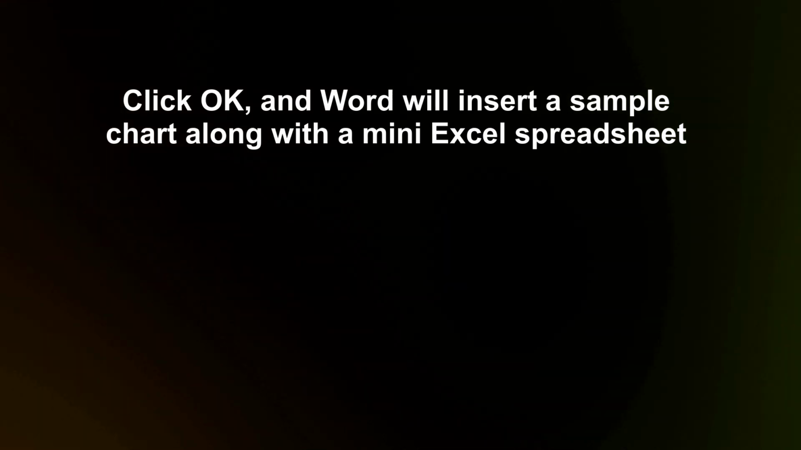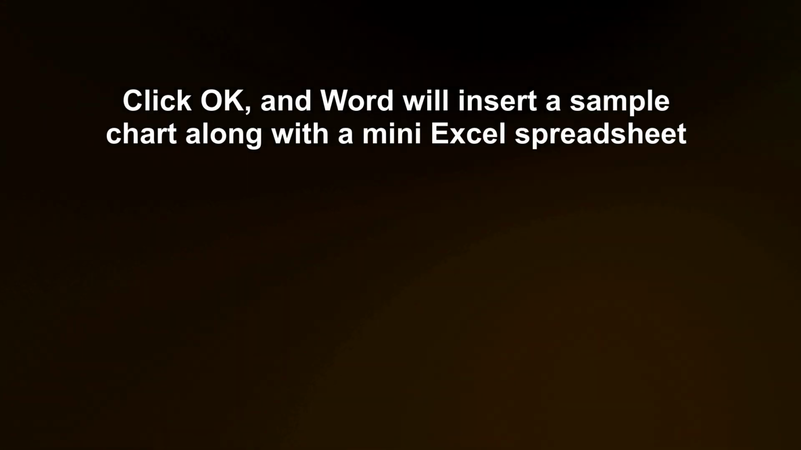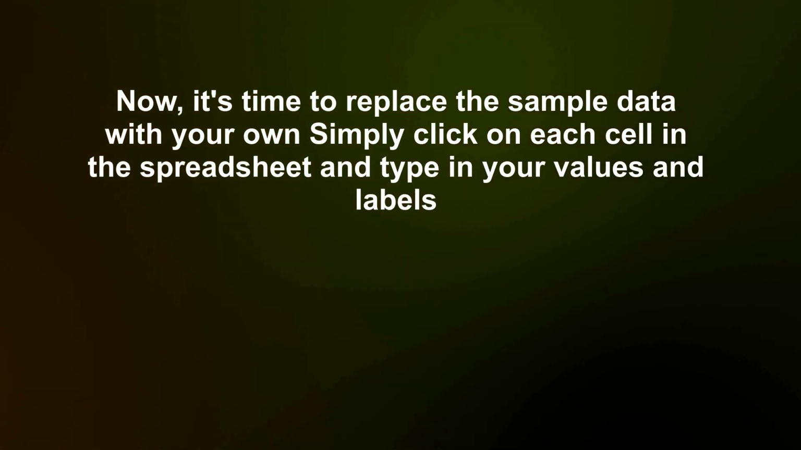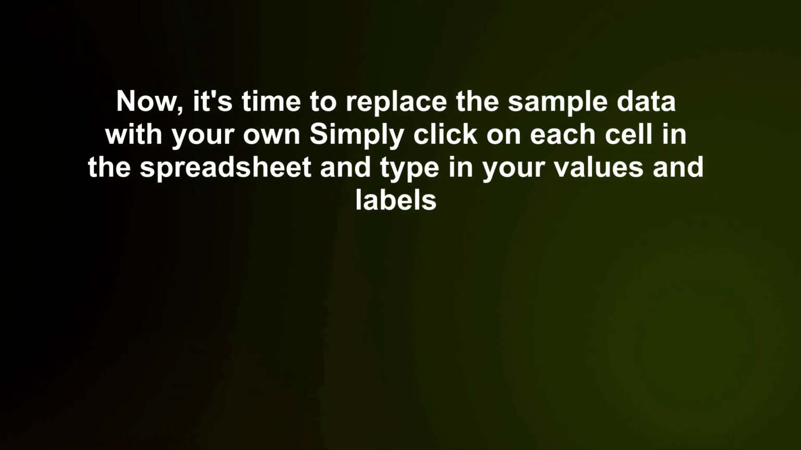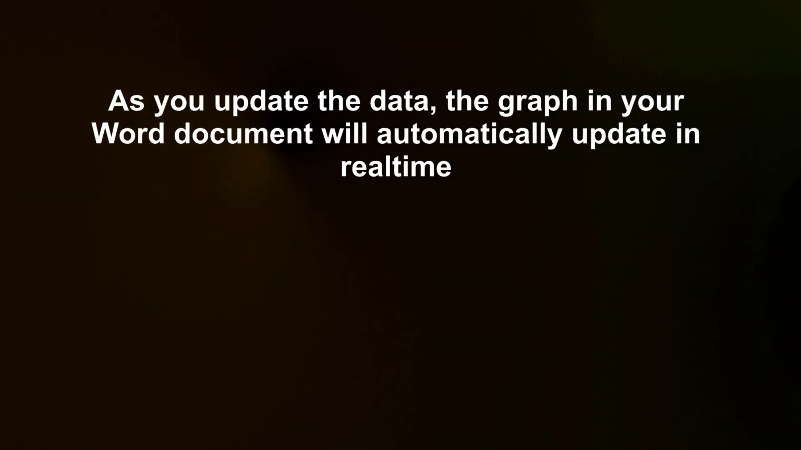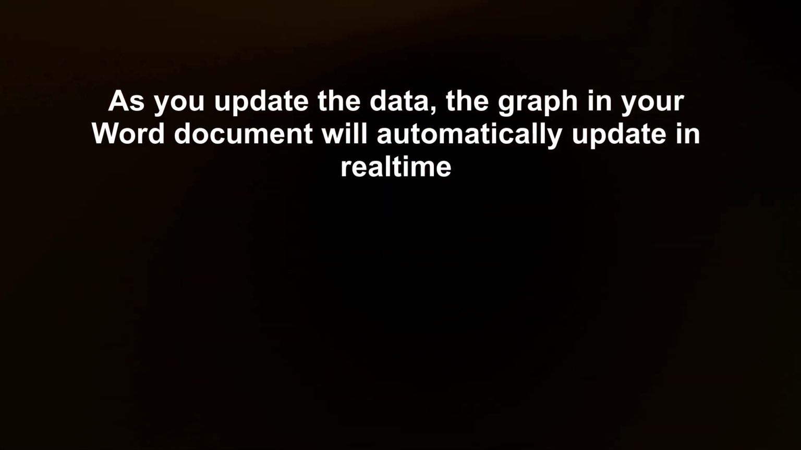Click OK, and Word will insert a sample chart along with a mini Excel spreadsheet. Now, it's time to replace the sample data with your own. Simply click on each cell in the spreadsheet and type in your values and labels. As you update the data, the graph in your Word document will automatically update in real time.